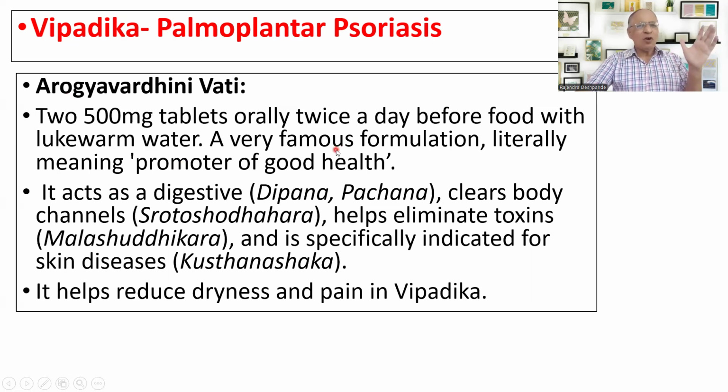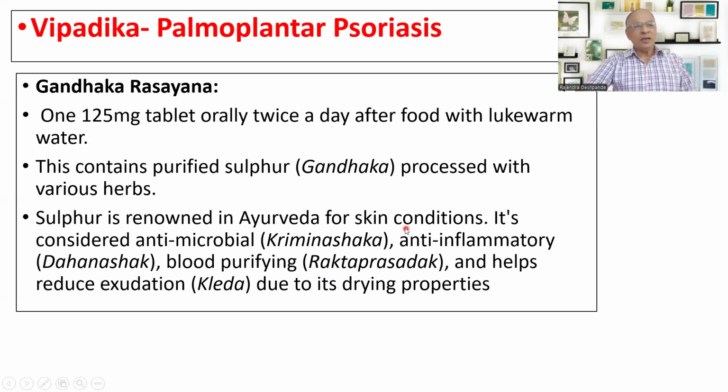A very famous formulation, literally Arogya and Vardhini, promoter of good health. This acts as a digestive, that is Deepana Pachana, clears the body channels, that is Srota Shodhana, helps to eliminate the toxins, that is Malashuddhikara, and is specifically indicated for skin diseases because this is Kushtagna, or Kushtha Nashak. This Arogyavardhini helps to reduce tiredness and the pain in Vipadika.